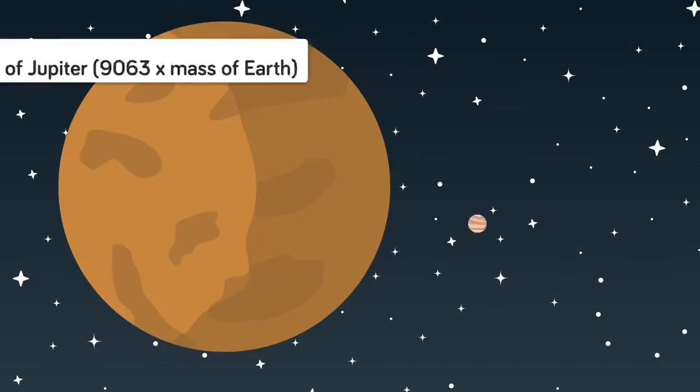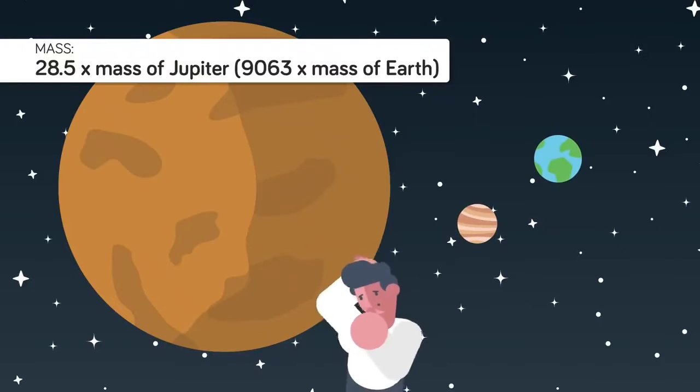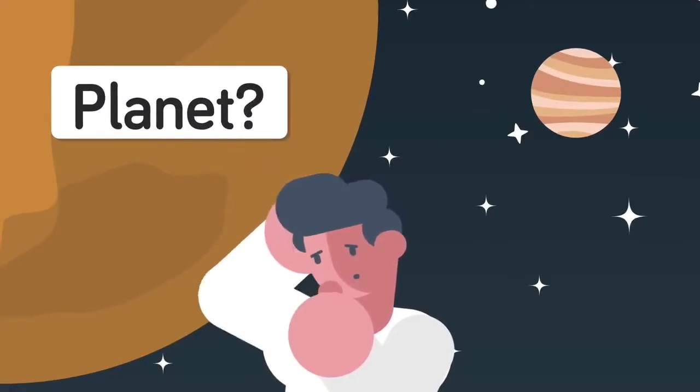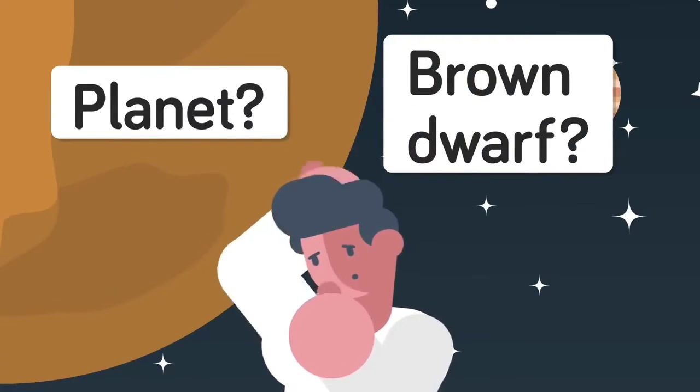J08233.1-491201b has a whopping 28.5 times the mass of Jupiter, or 9,063 times the mass of Earth. Planet Dennis is so massive that scientists are debating whether it's still a planet at all, or if it should be relabeled a brown dwarf, while the planet itself ironically orbits a confirmed brown dwarf.